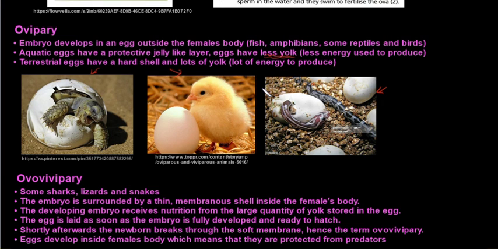Looking at these eggs here, if you've ever played with frog eggs, some of you might have when you were little, they're very slimy and jelly-like, and that is in order to protect them to a certain extent. And then also they have less yolk, so the yolk is important because that is a source of nutrition for the developing embryo. Terrestrial eggs have a hard outer shell, as we can see in these examples, and they will have lots of yolk. So a lot of energy is required to produce these kinds of eggs, and less energy is used to produce the aquatic eggs, because there's also so many of them produced at once, and it also requires less energy because of less yolk.